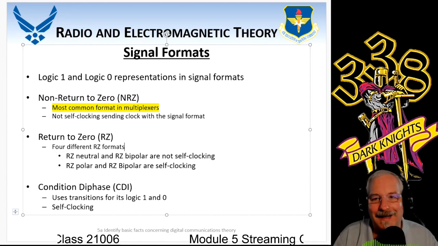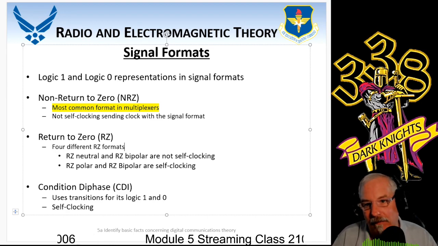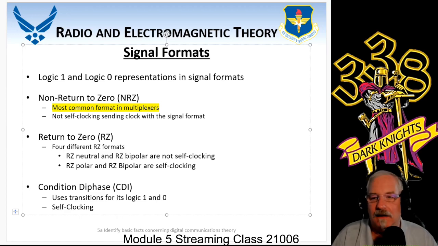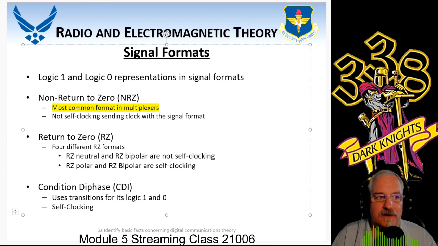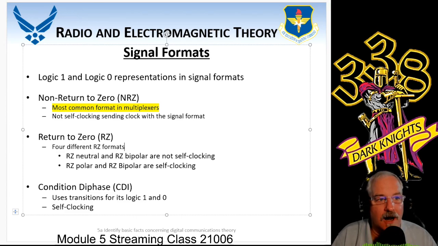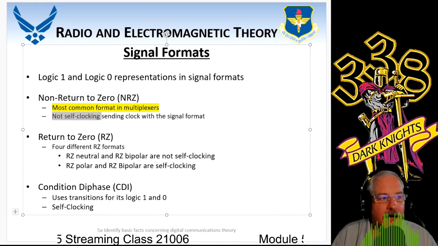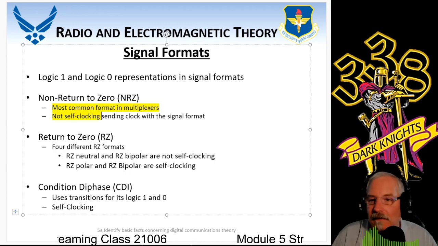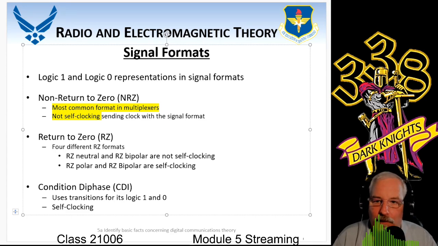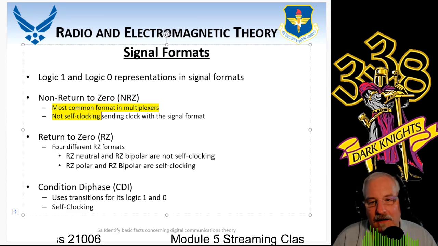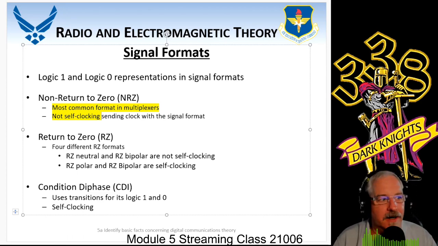Okay, so that doesn't mean there isn't one out there. It just means I have never seen one. I don't know of any of them, and I have done some research on these. But the biggest thing is I don't know of any other multiplexer that does not use NRZ, non-return to zero. The other thing too, this little thing, not self-clocking. What does that mean? It means that I have to send a timing signal with the format, which makes it kind of bandwidth heavy. In other words, additional information.